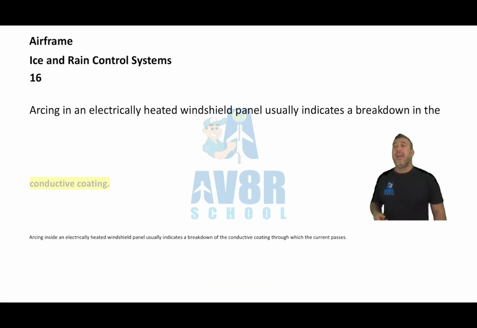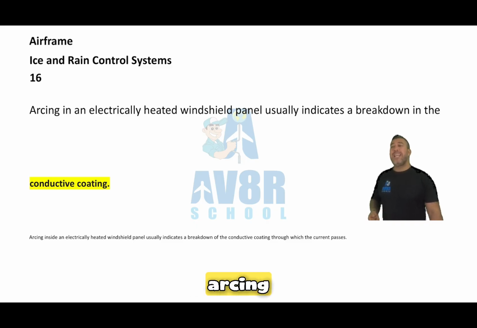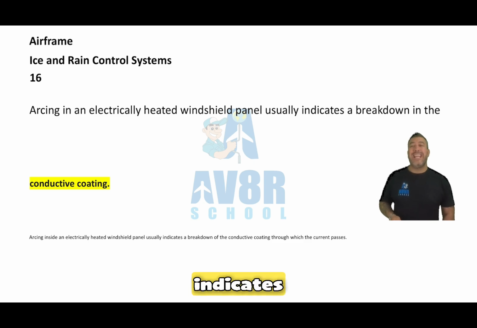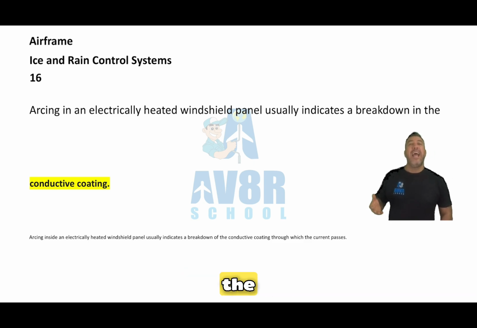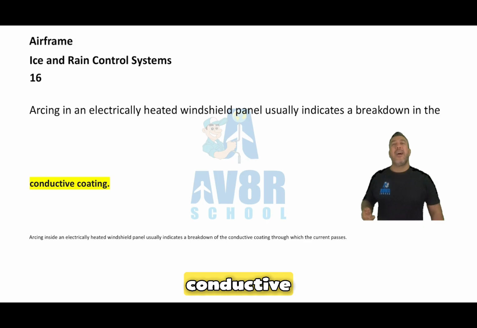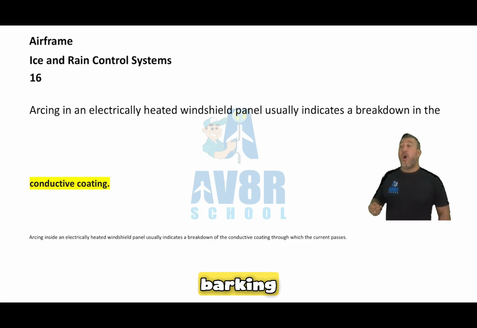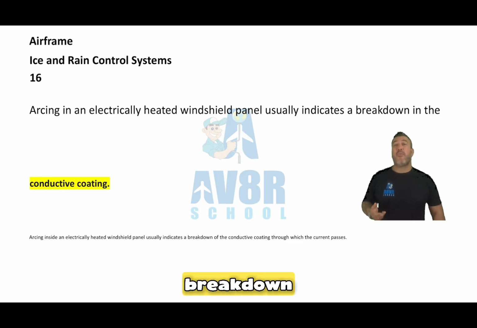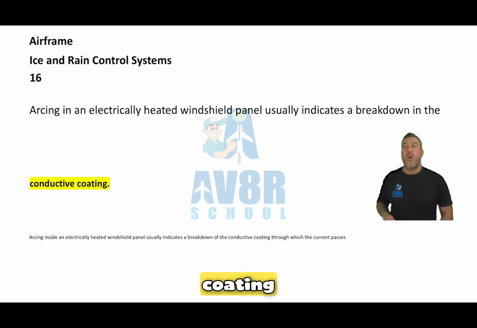Number 16, conductive coating. So an arcing in an electrically heated windshield panel usually indicates a breakdown in the conductive coating. Arcing in an electrically heated windshield panel usually indicates a breakdown in the conductive coating.